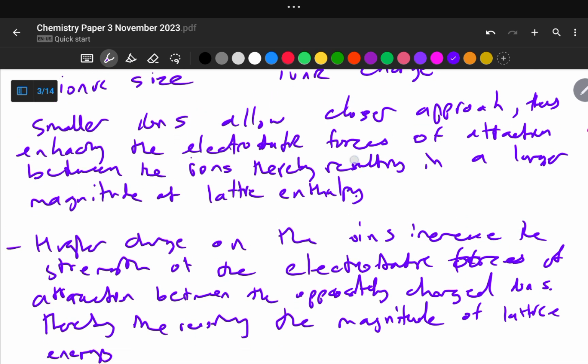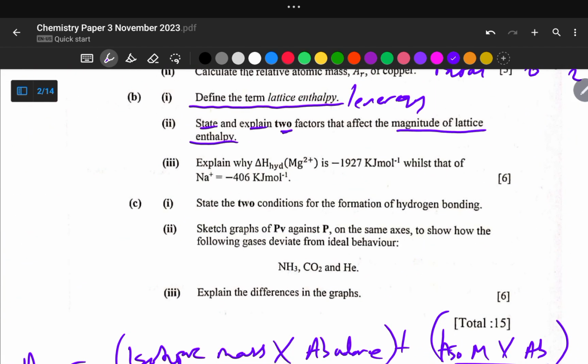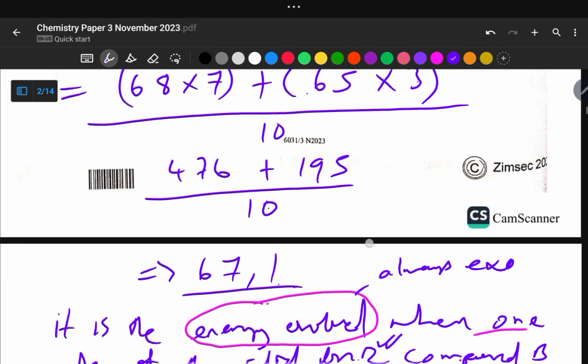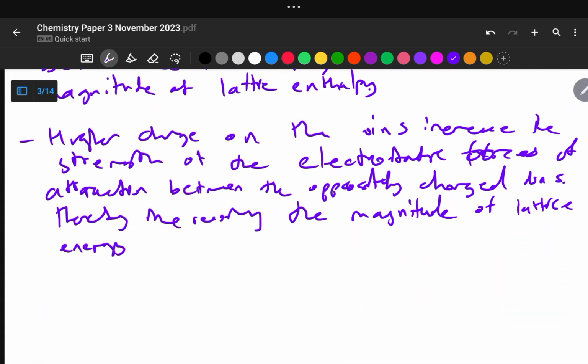So we're now moving on to the next part, which says: explain why the enthalpy change of hydration of magnesium is equal to 1927, whilst that of sodium is equal to 406. So enthalpy change of hydration is always negative, meaning it is always an exothermic reaction. It is being evolved. It is defined as the heat evolved when one mole of a gaseous ion completely dissolves in water to form an infinitely dilute solution under standard conditions of 1 atm and 298 kelvins.